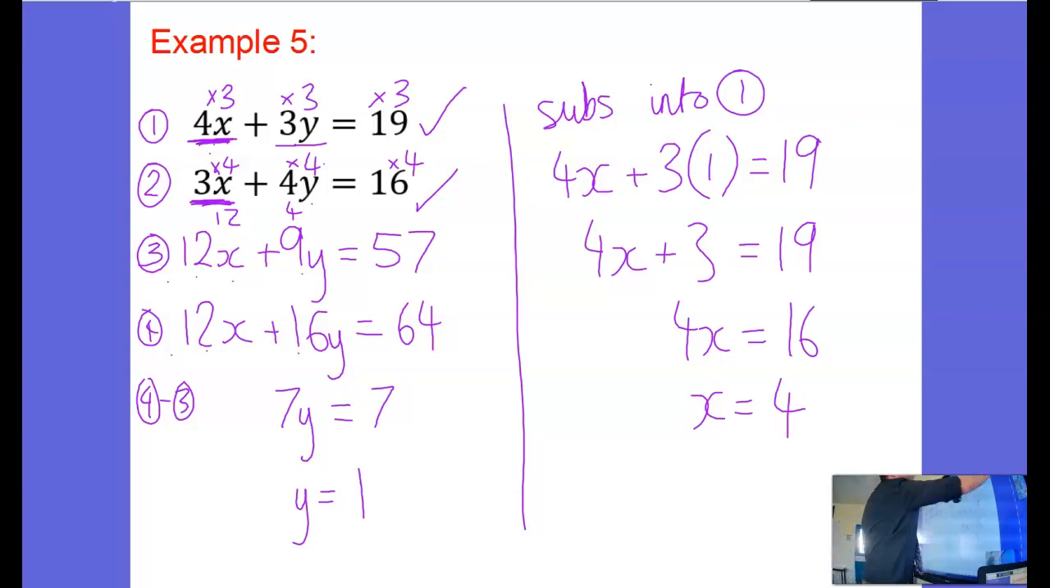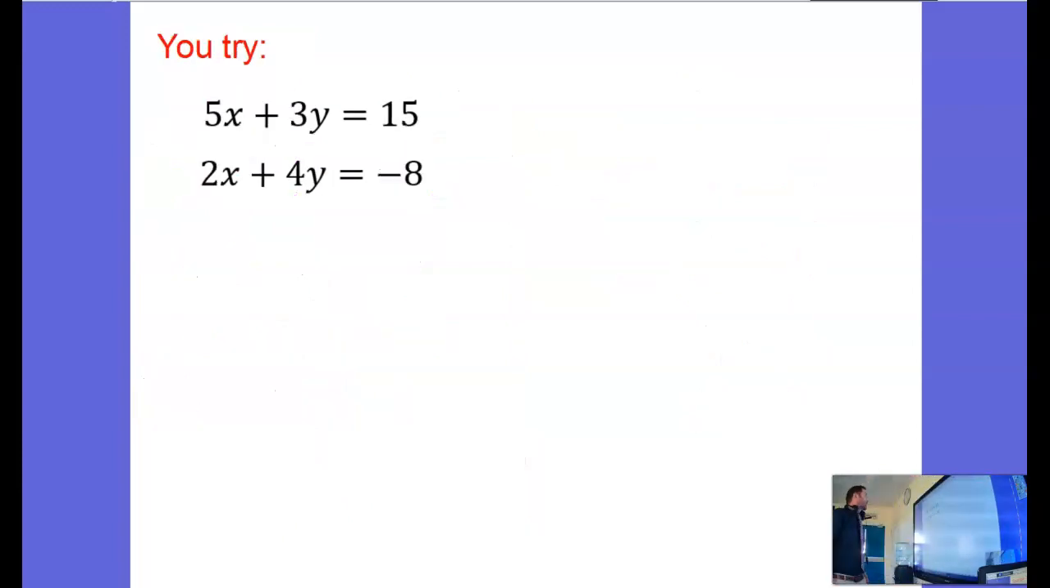Okay, now one for you to try. So you're going to need to multiply both equations to try and get the x's or the y's the same. If you're not sure where to start, my advice would be try and make the x's the same: times the top one by 2, times the bottom one by 5. Anyway, pause it, give it a go, and then we'll give you the answer in a sec.